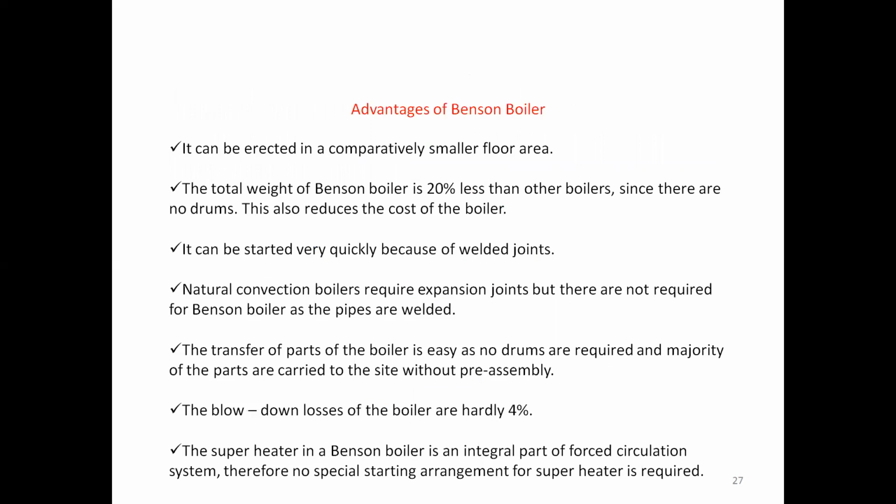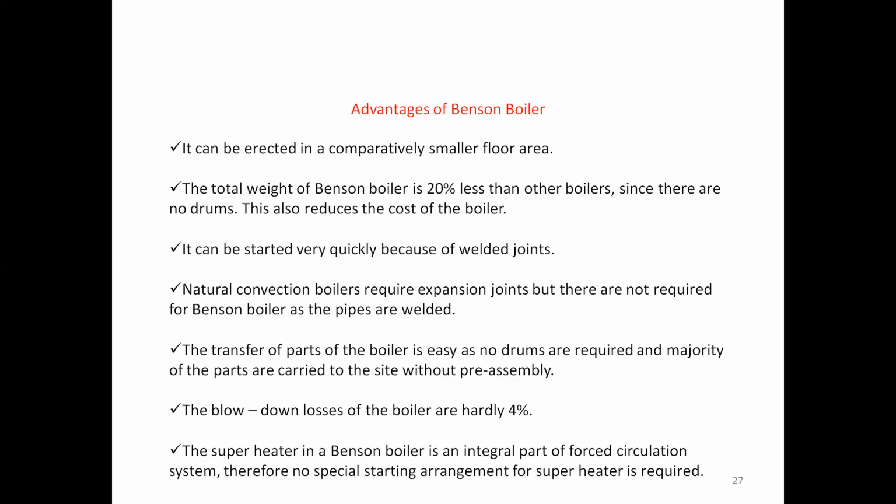Here, what are the various advantages of the Benson boiler? It can be erected in a comparatively smaller floor area. The total weight of the Benson boiler is 20% less than other boilers, since there are no drums, which is very helpful for us. This also reduces the cost of the boiler. It can start very quickly, which is a good quality of a boiler, because of the welding joints. Natural convection boilers require expansion joints, but they are not required for the Benson boiler as the pipes are welded.